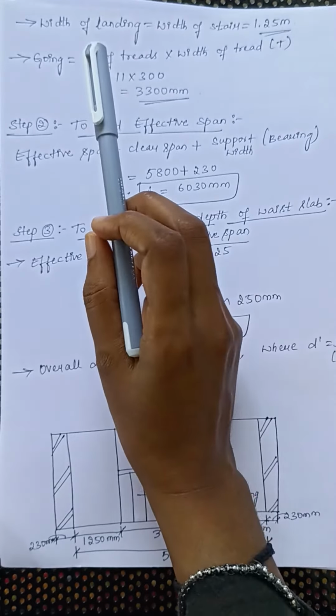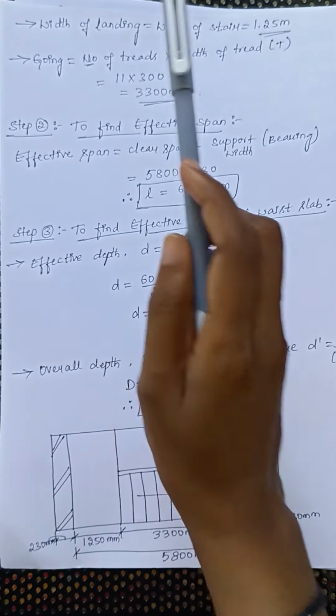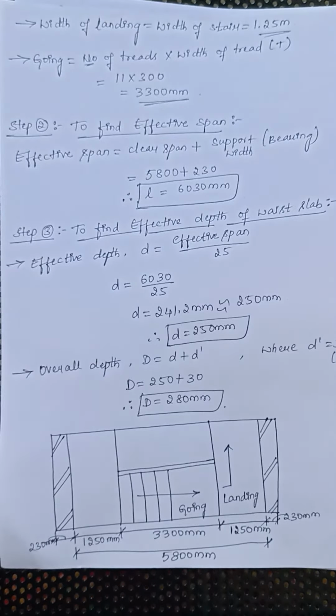Let us move to the width of the landing. Here we have to find the width of the landing if it is not given in the question. We will be keeping the width of the landing equal to the width of the stair.